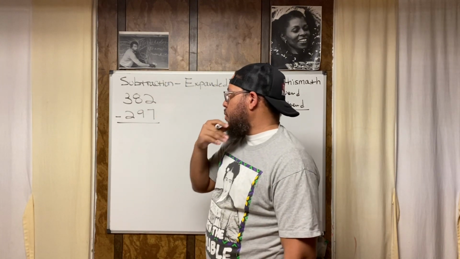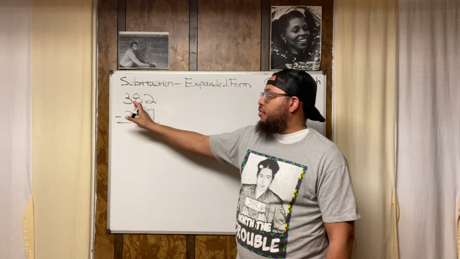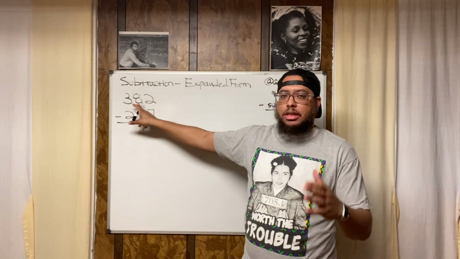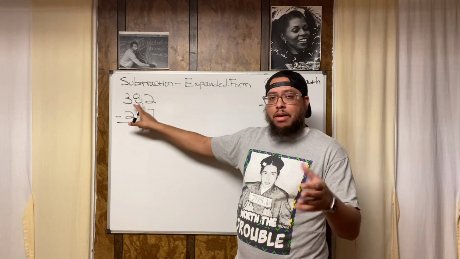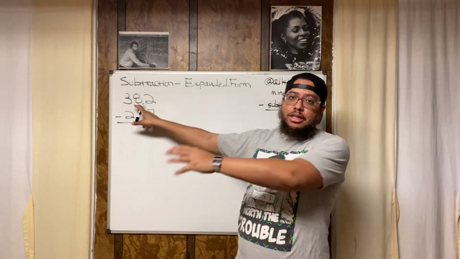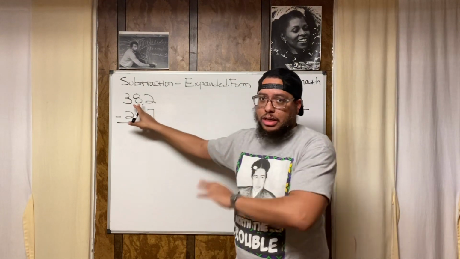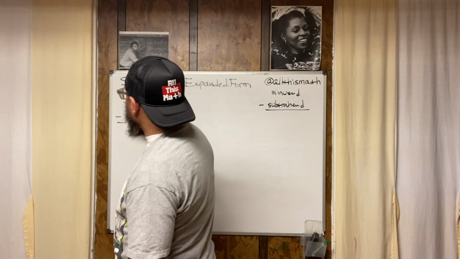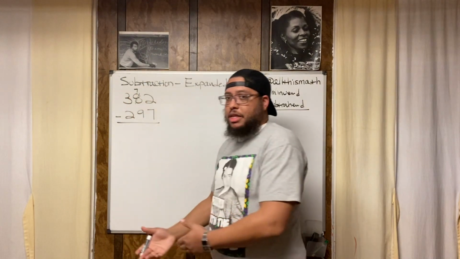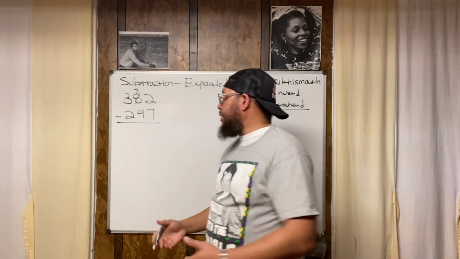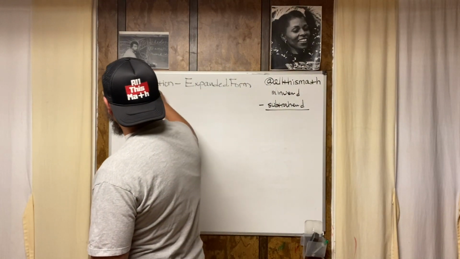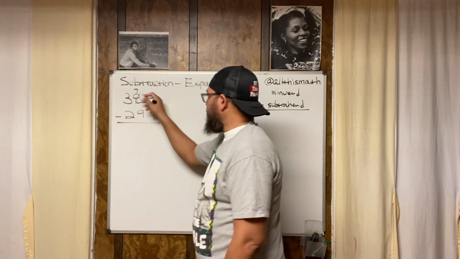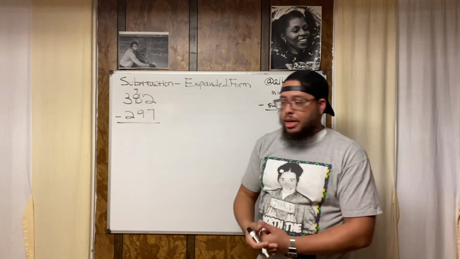So what I do is I want to make this 2 bigger. When we borrow, we take 10 from this 80. Now you might be looking at this crazy, because this is an 8, but it actually represents 80. When we get to the expanded form, you're going to see much more clearly what it actually is. So we take 10 from this 8, it becomes a 70. We write a 7 because we've got 7 tens. That 10 gets added to the 2, and it becomes a 12.